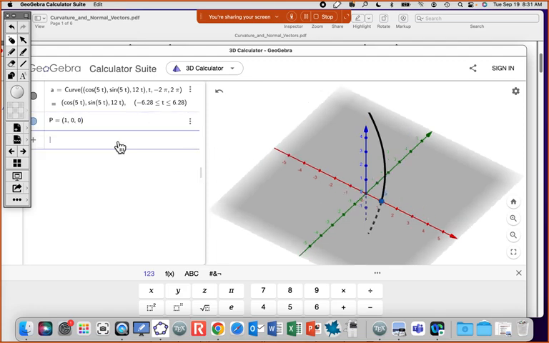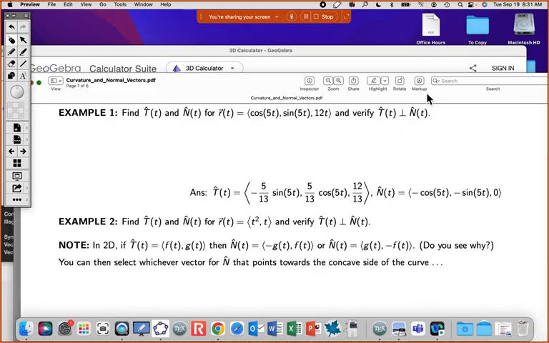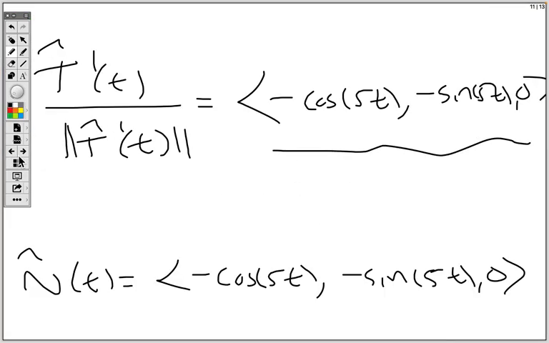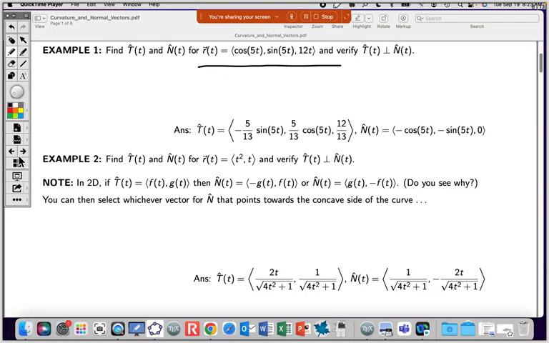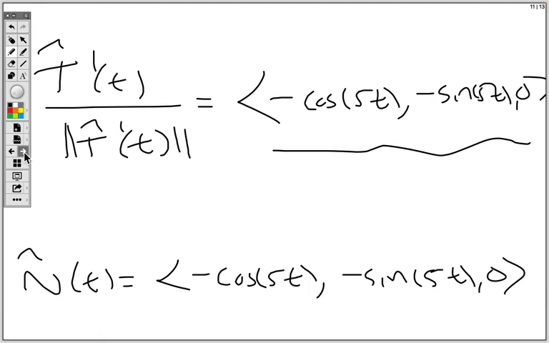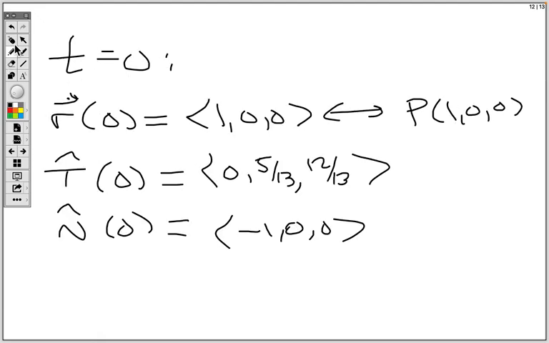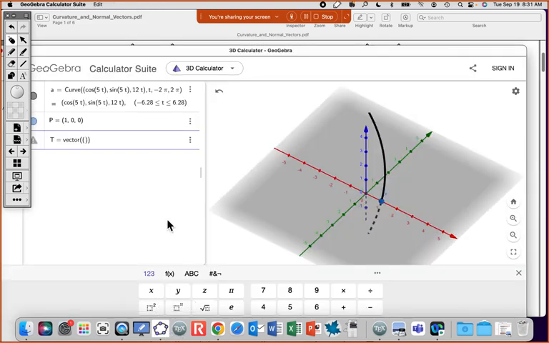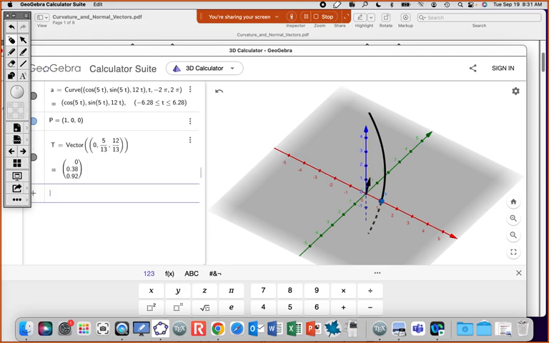And now we want to put on these vectors. So we've got a vector T. This was the tangent vector. Once again, we can put a vector in, initially in standard position, and then I'll show you once again how we can shift it. What was our tangent vector? 0, 5/13, 12/13.